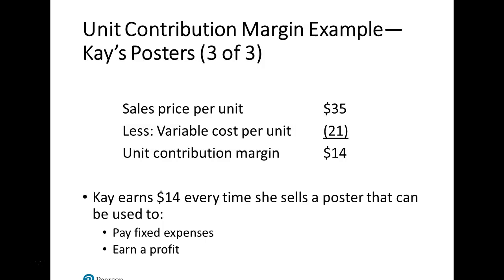So every single time she makes one sale, $14 is her operating profit or her gross profit, if you're thinking about it from a financial accounting perspective. But in this case, it's a contribution margin. So that means that that $14 has to be sufficient, right, if we're going to make money, to cover our fixed expenses, right, and thus earn a profit.